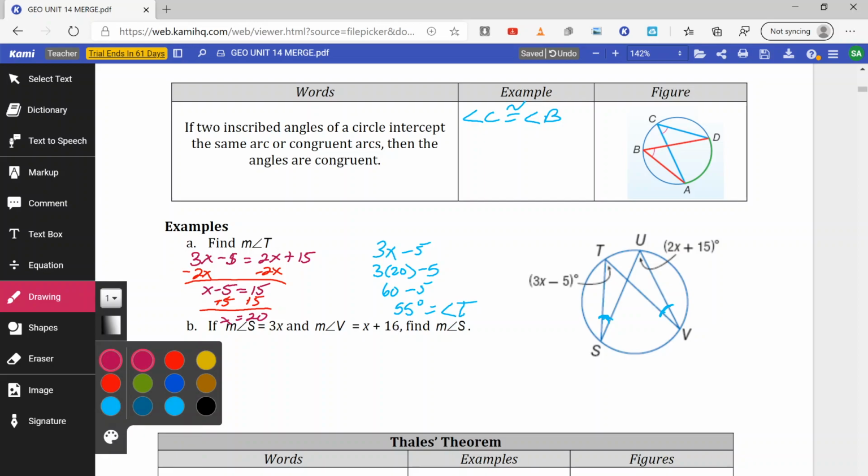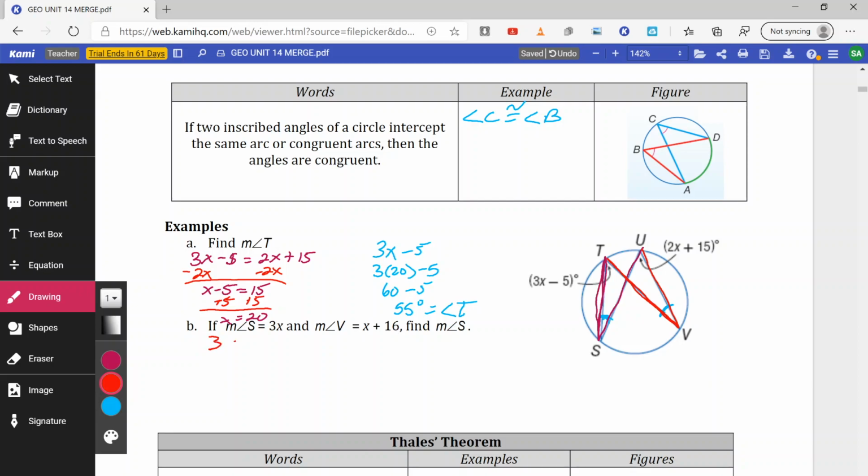So let's first of all see if they share the same arc. So here's the angle made by angle S. So arc TU is the intercepted arc. For V, there's the inscribed angle at V. It also shares the arc TU. So therefore I can say the two angles are the same. So that means I set them equal to each other, solve for x, and then plug it in.